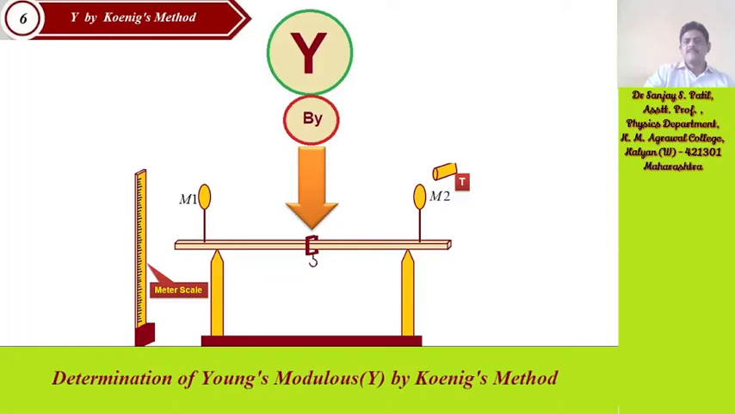The experiment by which we can measure Young's modulus is Koenig's method. Young's modulus by Koenig's method. In this experiment, we will find Young's modulus with the help of this arrangement.